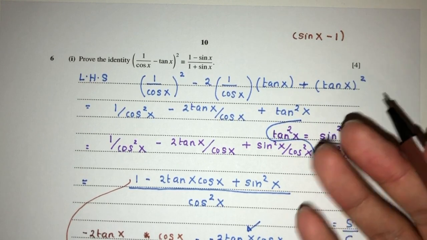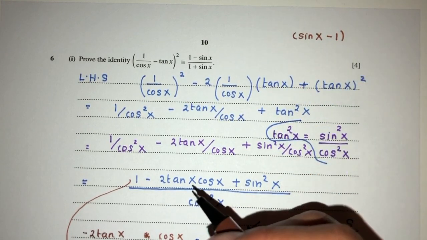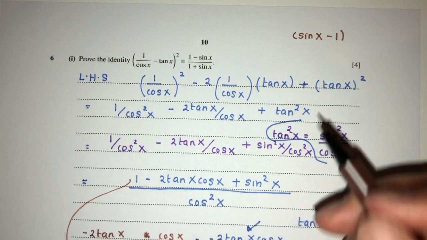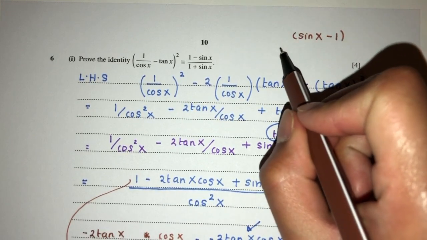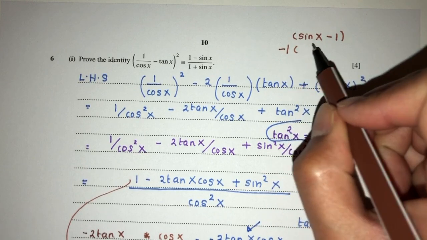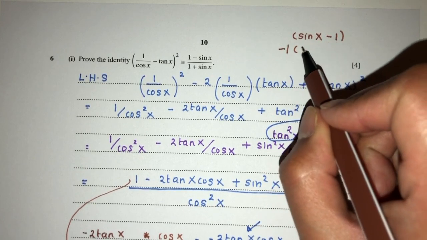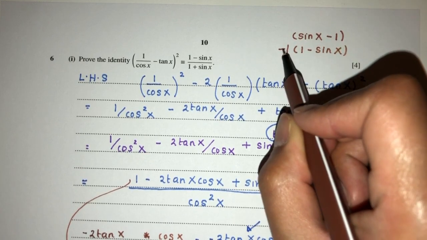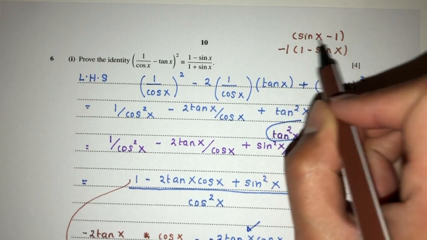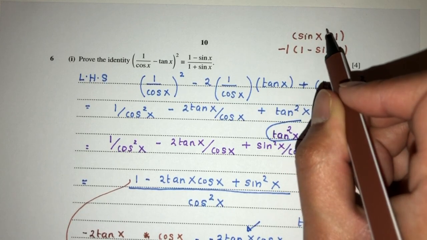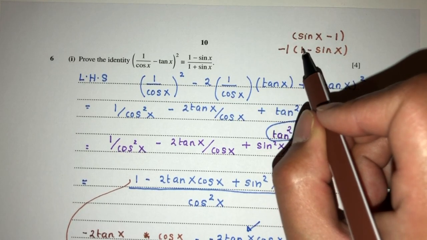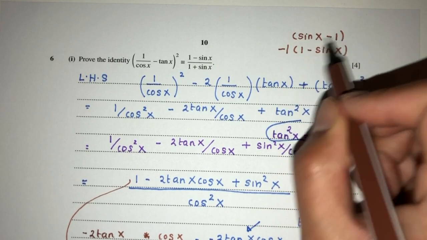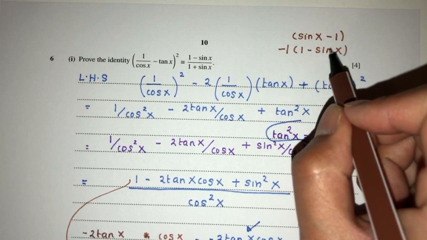So we can play with the sign. If you want to play with the sign, you can do that. For example, let's take out the value of minus 1 to see what happens. You will have minus 1 times 1 minus sine x, right? The idea is that if you want to put this back into your brackets, you have to get the same value. For example, minus 1 times 1, you get minus 1. Minus 1 times minus sine x, you get sine x.